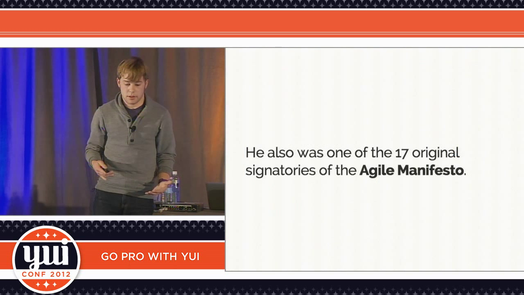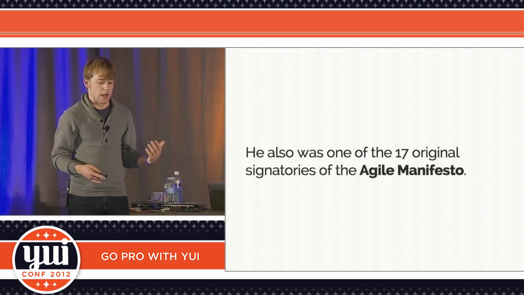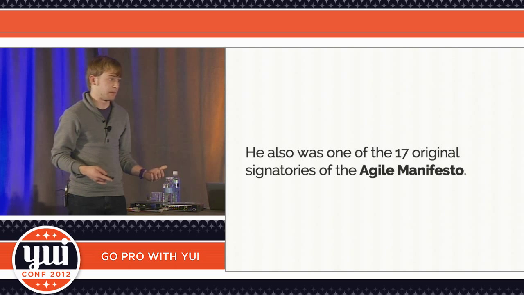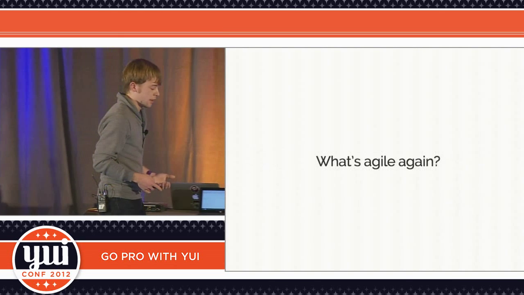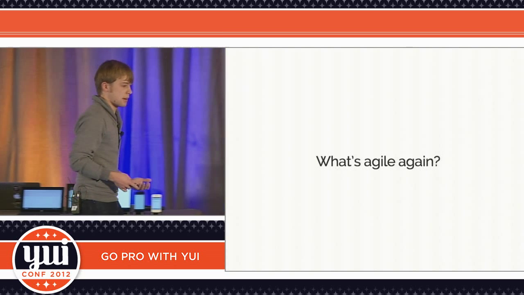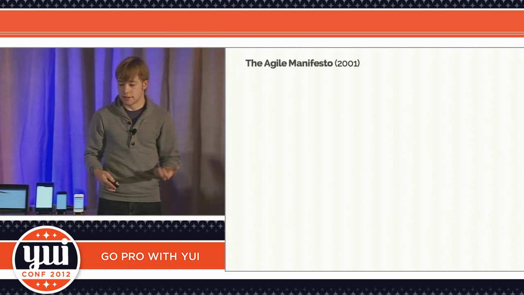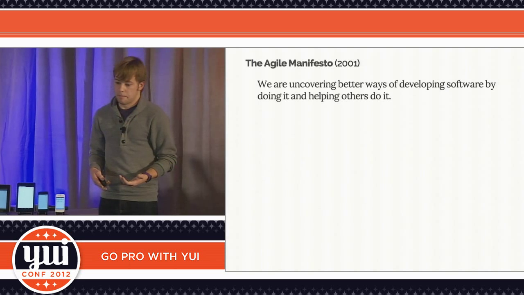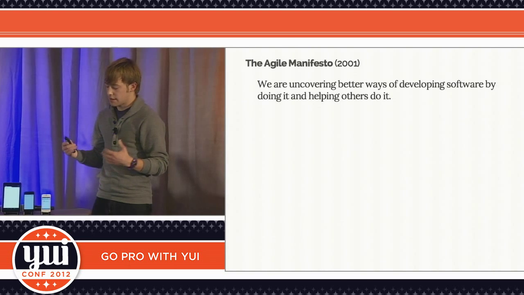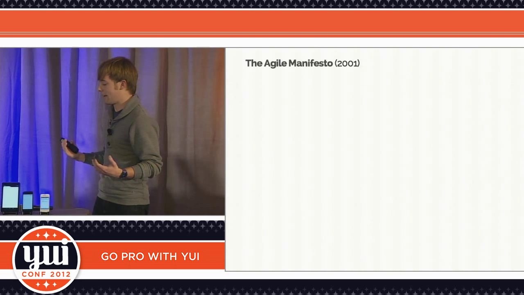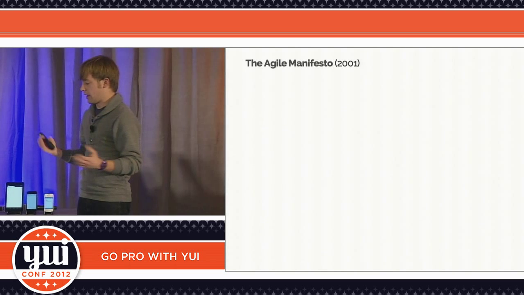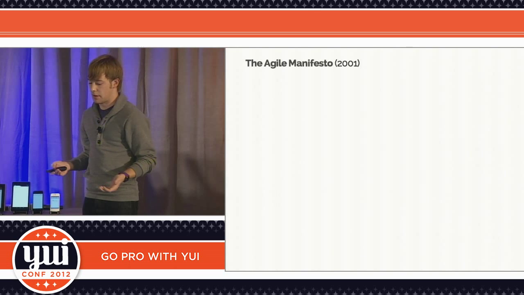Kent was also one of the 17 original signatories of the Agile Manifesto, and I had to look that up because I keep hearing about Agile, and I wonder what that is. So if you're like me, you don't know what the heck I'm talking about. And I think it's interesting when I went back and read it. These guys all met in Utah in 2001, and they all came up with this statement, and they all agreed on it.